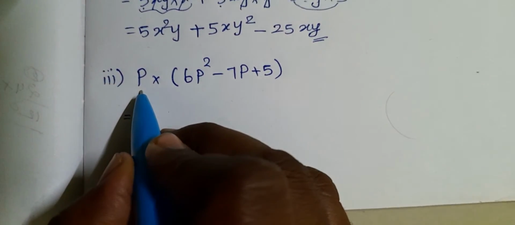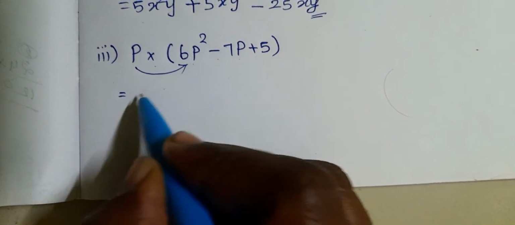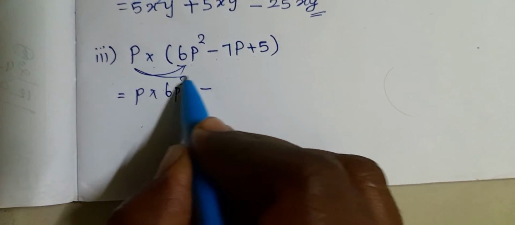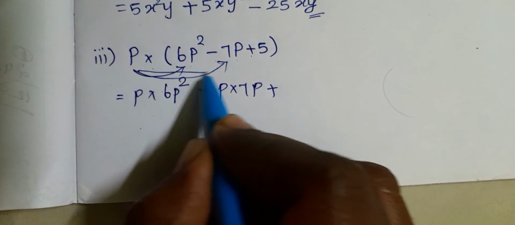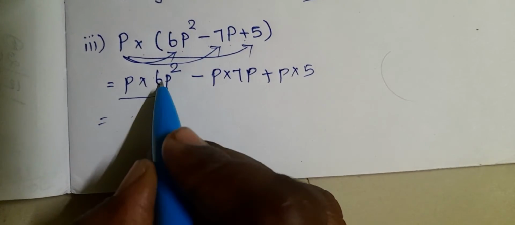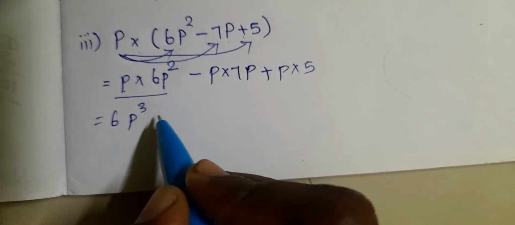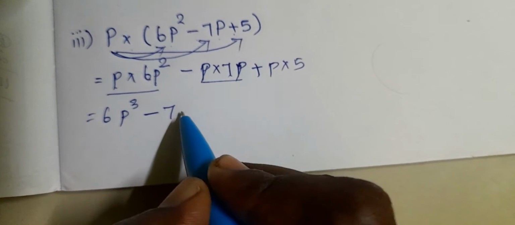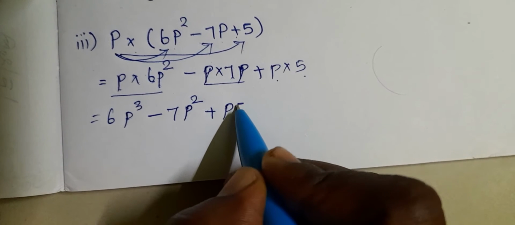Third question, p into 6p square minus 7p plus 5. p into 6p square, minus p into 7p, plus p into 5. Let us simplify. 6p into p square will be 6p power 3, minus 7p into p is 7p square, plus p into 5 is 5p.